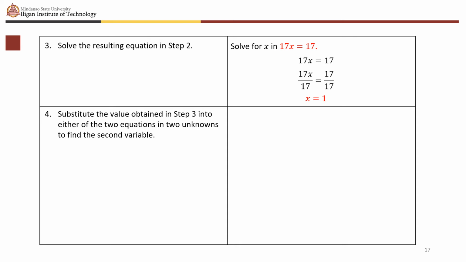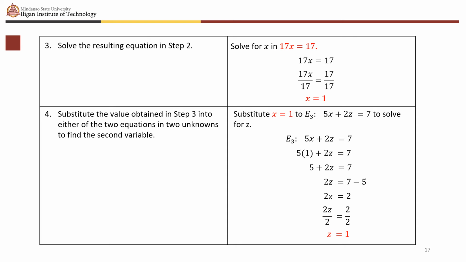And then substitute the value obtained in step 3 into either of the two equations in two unknowns to find the second variable. So substitute x equal to 1 to e sub 3. We now have 5x plus 2z is equal to 7 to solve for z. So e sub 3 now is 5x plus 2z equals 7. You substitute x with 1. Come up with 5 times 1 plus 2z equal to 7. Solving for z, we come up with z is equal to 1.